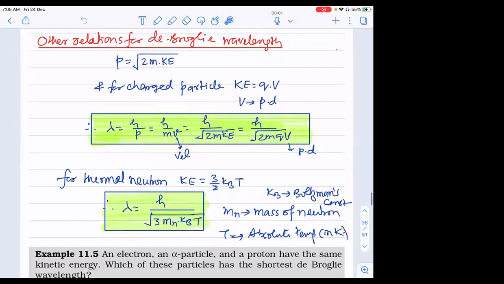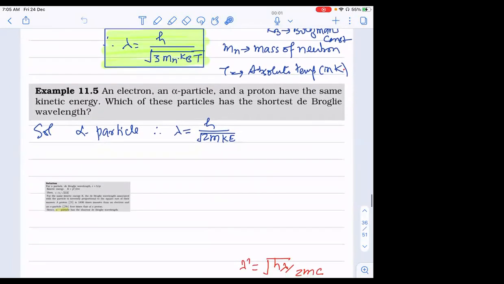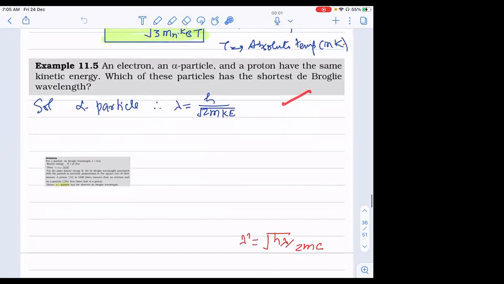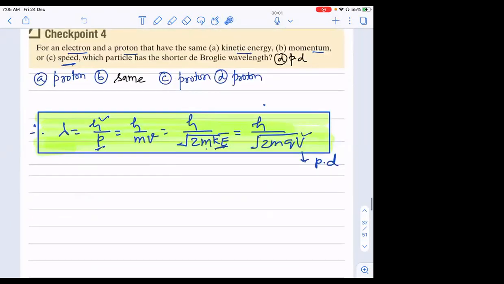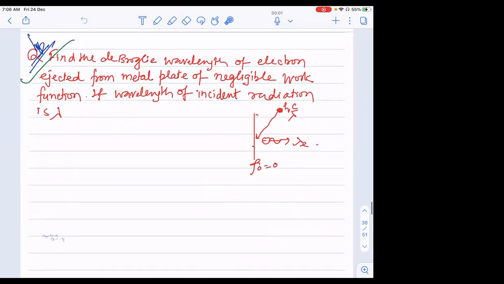Based on this, we did this question. Other questions also. Now we'll do this question.